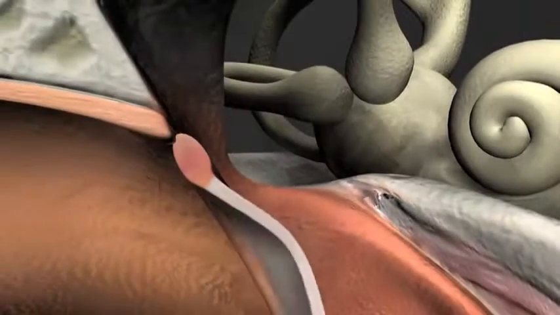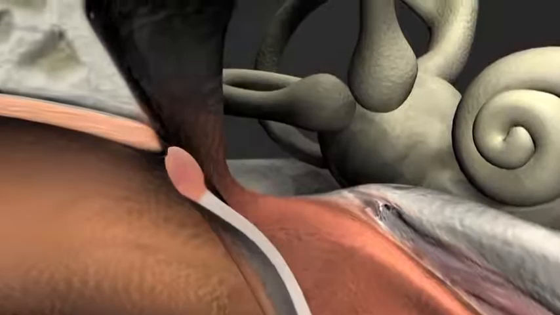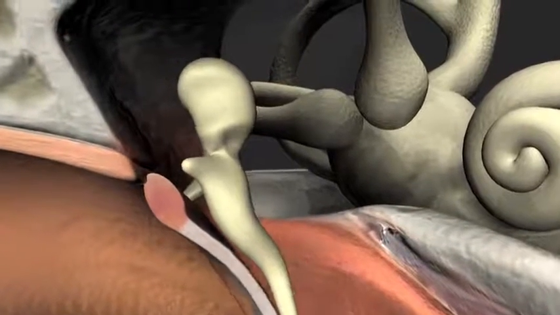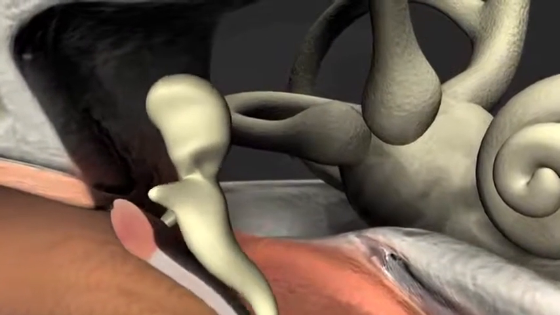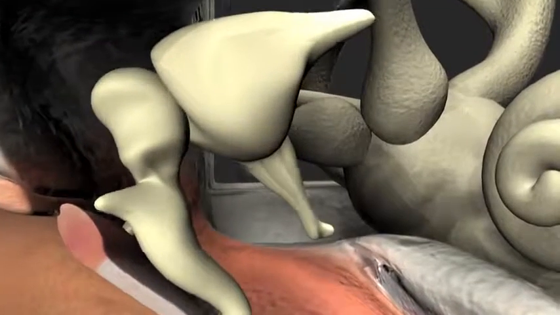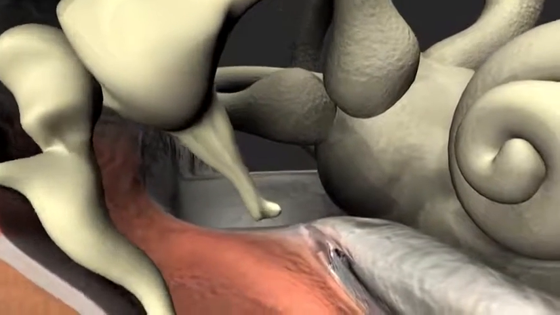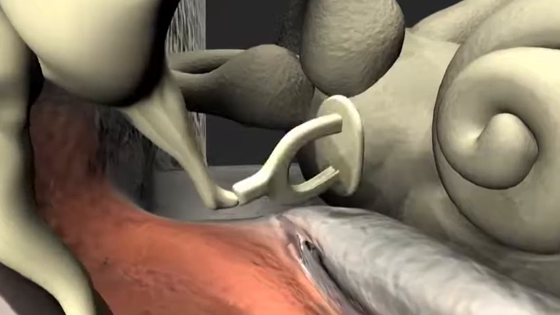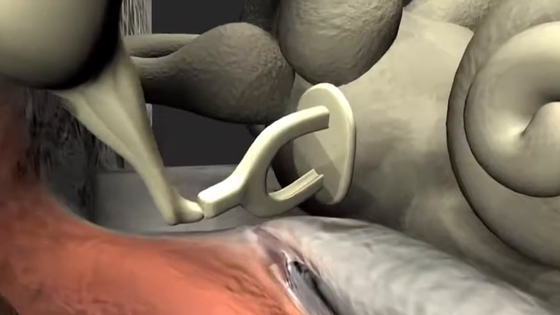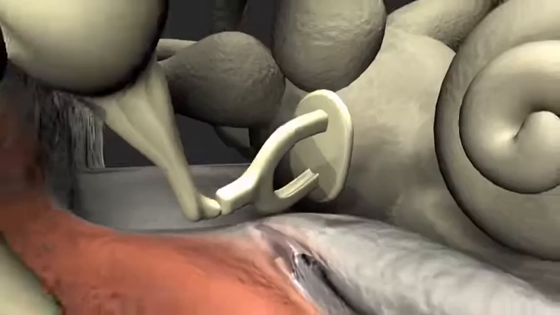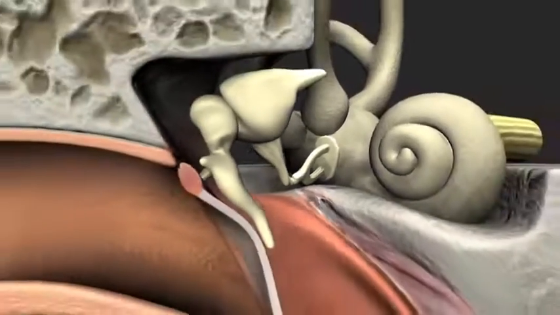The tympanic membrane vibrates in response to sound. The eardrum moves the malleus, which in turn moves the incus, and then the stapes, the footplate of which moves in and out of the oval window and transfers the energy to the endolymph fluid in the cochlea.